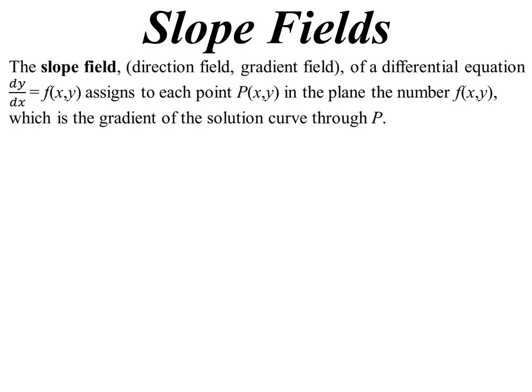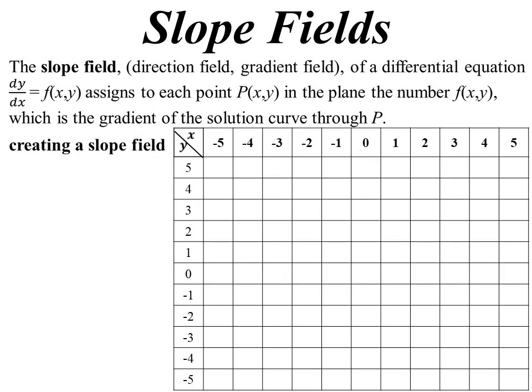We'll take a look at slope fields, sometimes called direction fields. Sort of like visual integration. This is what we do. Basically, to every point we assign a gradient. This is how we create one, and it can be quite time consuming to do one.